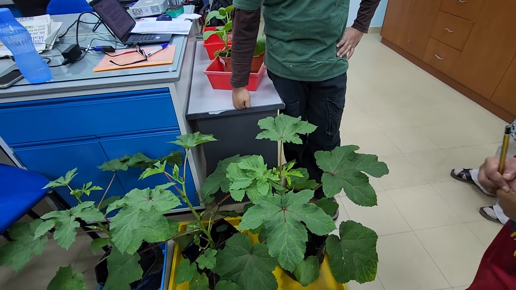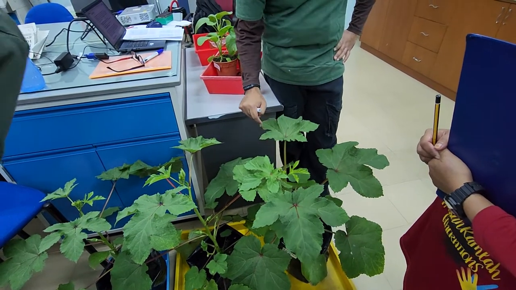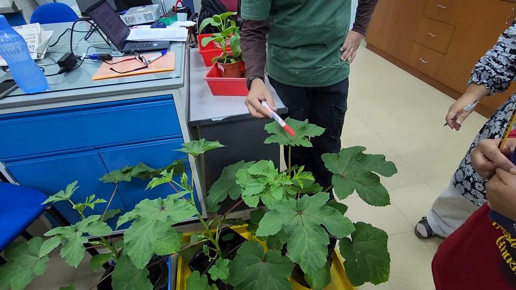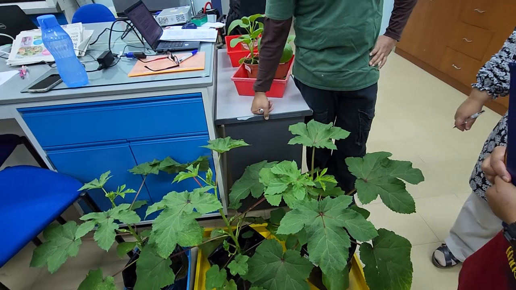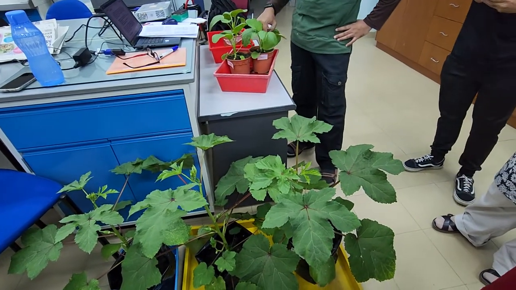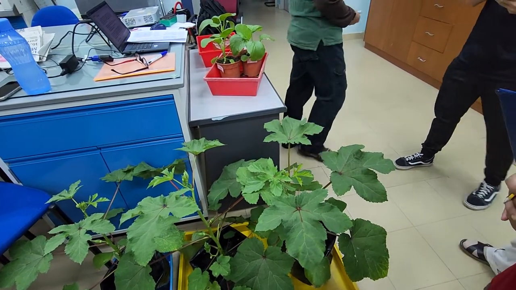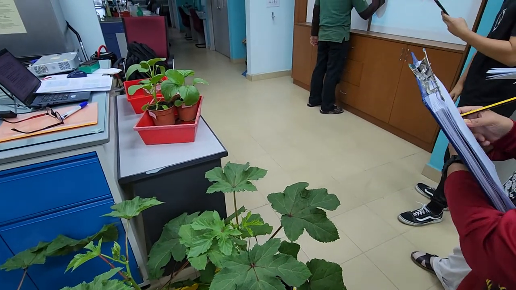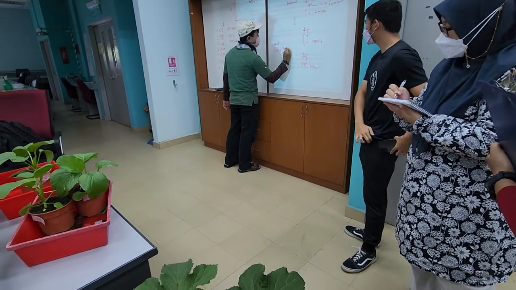Boleh tak aku nak pilih down ni? Tak boleh. Kenapa tak boleh? Sebab dia baru keluar. So kau panggil apa? Ni tengah ni yang mau keluar ni. Kenapa tak boleh ambil? What do you call it? Sebab tu satu singular lah, leaf primordium.